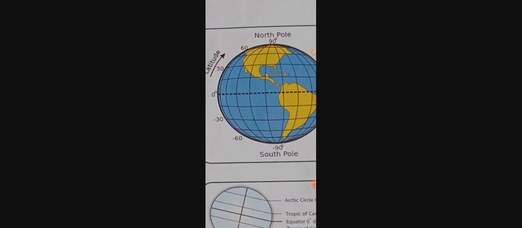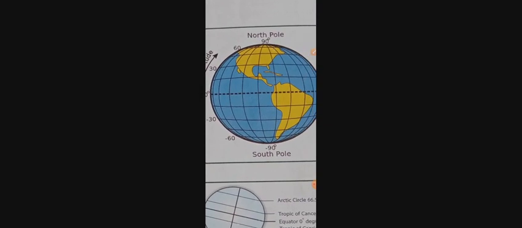The upper half of our earth forms the northern hemisphere, and the top of this part, where 90 degrees is written, is called the North Pole. And similarly, the other extreme of the southern hemisphere is referred to as the South Pole.